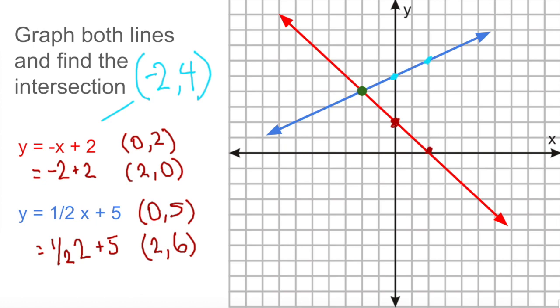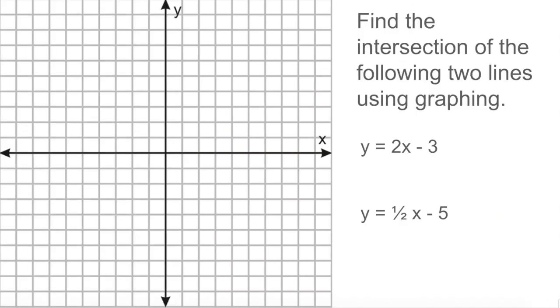Let's try another problem. Here we're going to find the intersection of these two lines. So let's start by finding points on both lines. This one has a y-intercept of negative 3, so (0, -3) is a point. And let's find another one. We'll just put in 2 for x. y equals 2 times 2 minus 3, which is 4 minus 3, which is 1. So (2, 1).